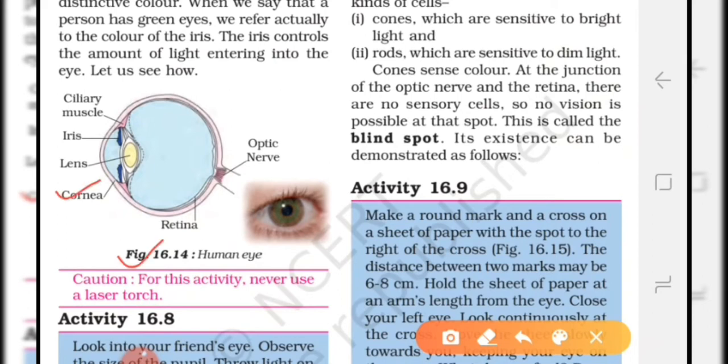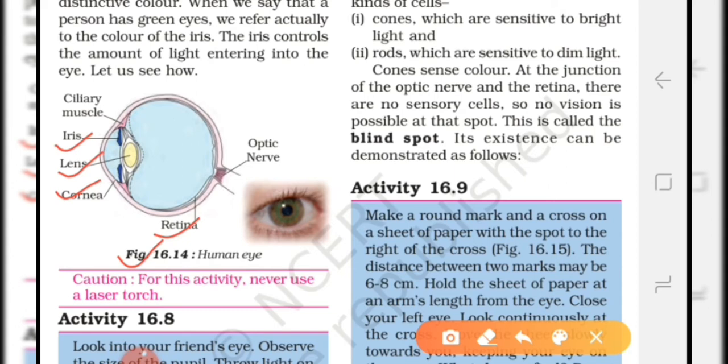Cornea. The cornea is the front bulging part of the eye. Iris. The iris is the colored part of the eye and is located behind the cornea. And lens. The lens lies behind the pupil and iris. Retina. The retina acts as a screen of the human eye, meaning the image will form on the retina, and the retina is made up of two types of cells, known as rod cells and cone cells.